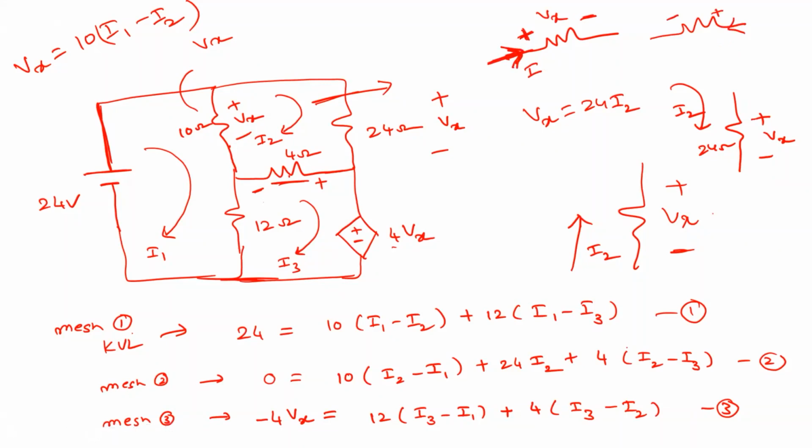Sir, will they give the polarity in the exam, or do we have to assign it? The polarity is already given, right? Okay, sir, the polarity is already assigned. So when it's entering, it will be I1 minus I2, right? Yes, according to the diagram, if it's entering, it'll be I1 minus I2.